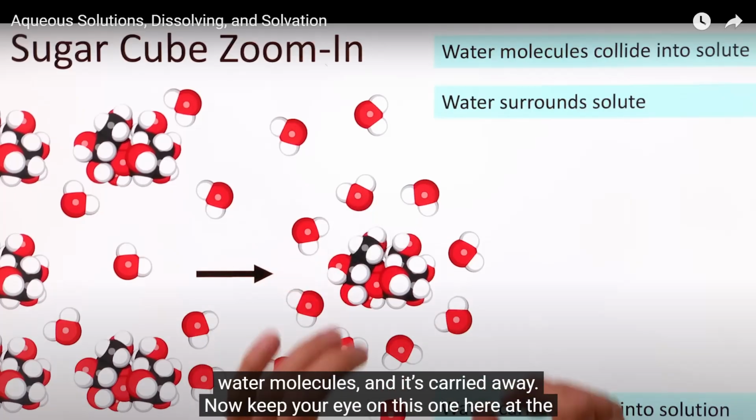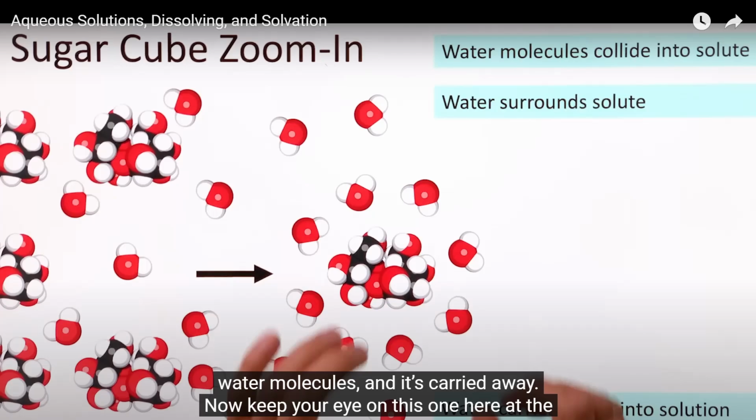Now, just before he starts talking again, do you remember what charge the oxygen end of water is? Is it slightly positive or slightly negative? Slightly negative. And the hydrogen end is slightly positive. So if we look here, we have a hydrogen end here, and the hydrogen in the sugar molecule is also slightly positive. So we're going to have an intermolecular force between that oxygen and that hydrogen.